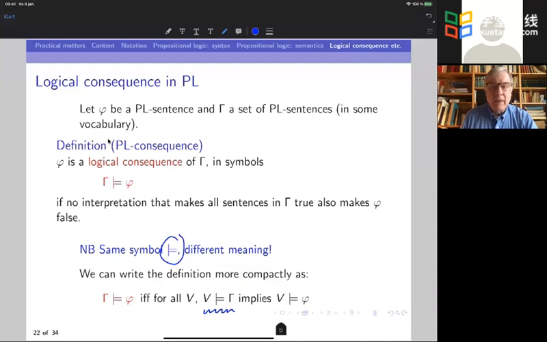Next question, how do you pronounce the symbol for truth? Well, that's a good question. I've pronounced it turnstile, but preferably you don't pronounce it. If you have V turnstile phi, you say phi is true in V. Or if you have gamma turnstile phi, you say phi follows from gamma. So that's the way to say these things. But otherwise, I will just call the symbol turnstile.